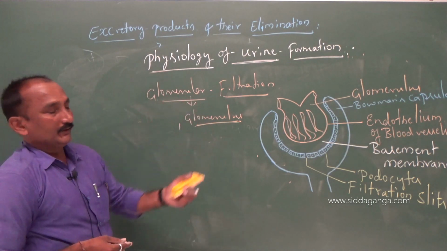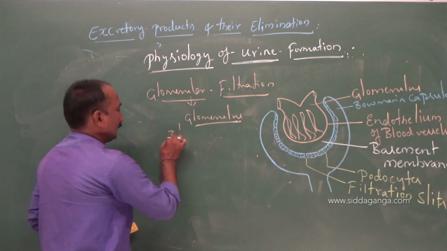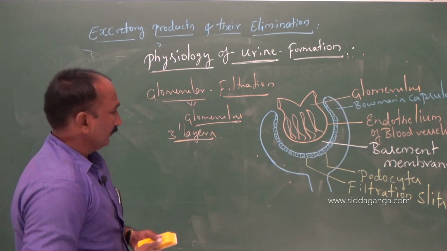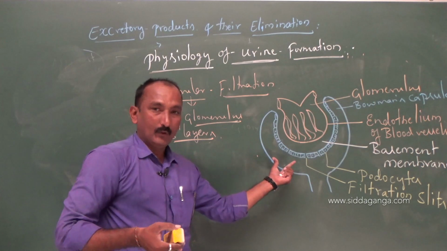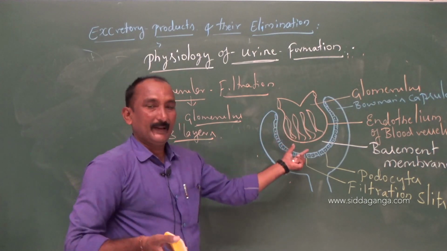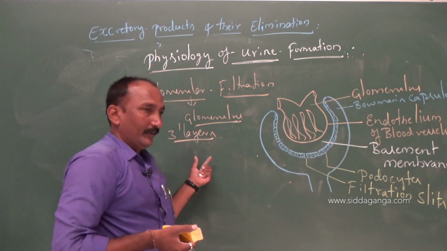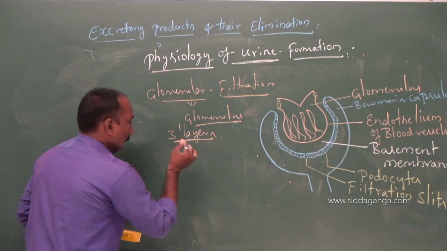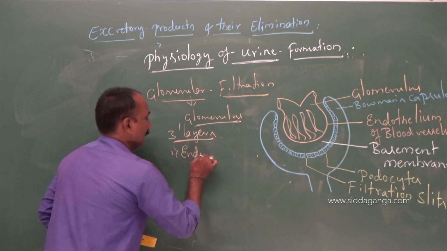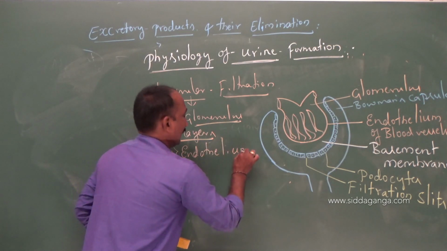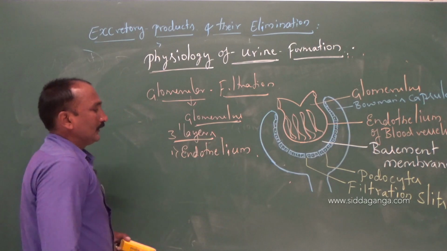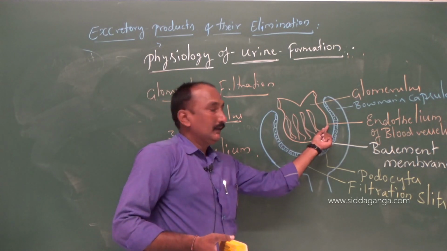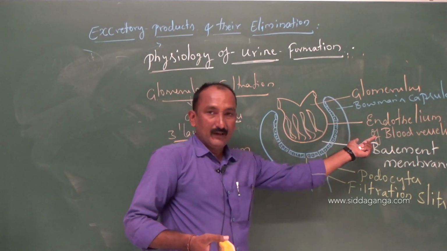Of course, the glomerular filtration takes place through three layers. What are those three layers? The glomerulus and the Bowman's capsule are mainly involved in the filtration of the blood. That glomerular filtration occurs through three layers. One is the endothelium of the blood vessels.